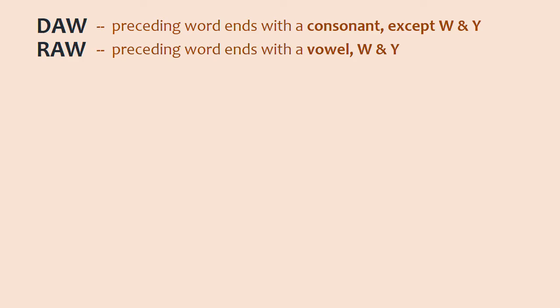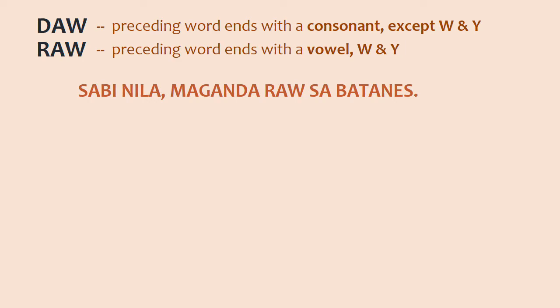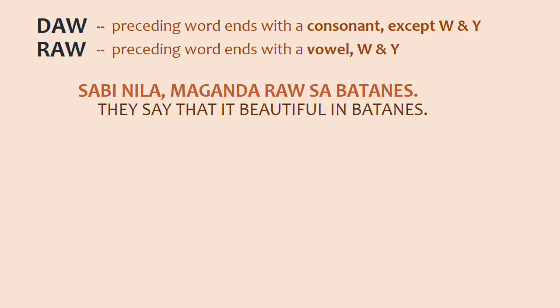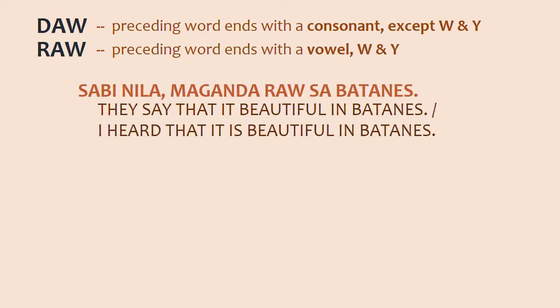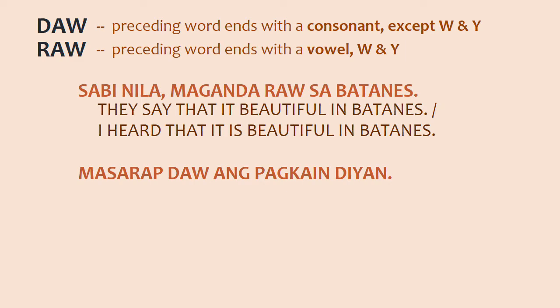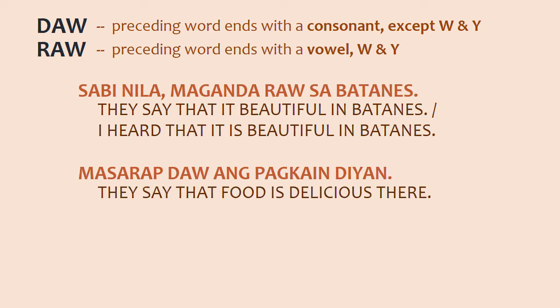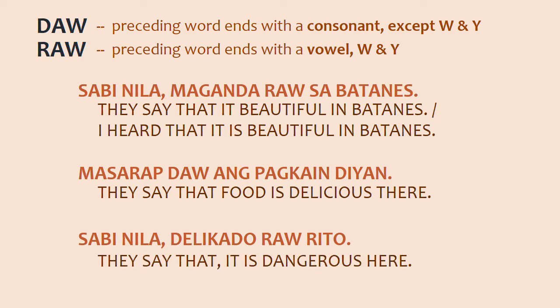And like I mentioned at the beginning, it doesn't have to be something that a specific person said. It could be used for something that people say in general, like, sabi nila, maganda raw sa Batanes. They say that it is beautiful in Batanes, or I heard that it is beautiful in Batanes. Isa pang halimbawa, masarap daw ang pagkain dyan. They say that food is delicious there. Sabi nila, delikado raw rito. They say that it is dangerous here.